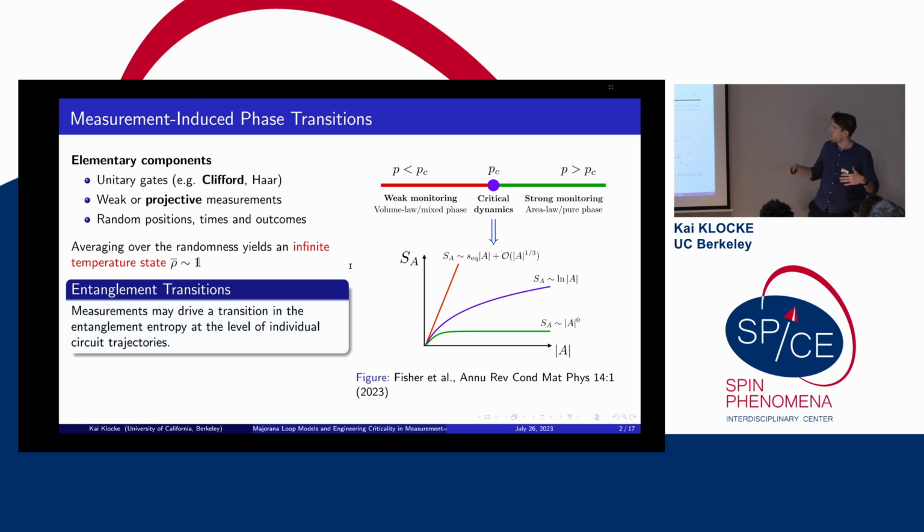And the rough picture that one expects is that when measurements are dominating, they tend to localize information in the system and destroy entanglement, so that you have some sort of area law phase at strong monitoring. Then if the random unitaries dominate, those tend to generate entanglement and spread correlations, scrambling the system, resulting in some volume law phase. And at the transition between them, what you find is some emergent conformal symmetry at this critical point, and a log law entanglement scaling in your typical trajectories.